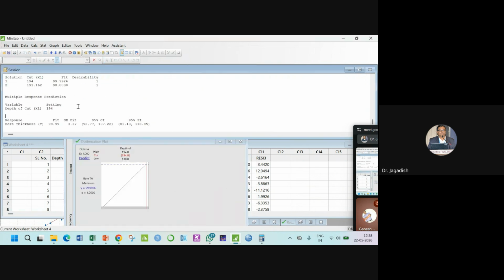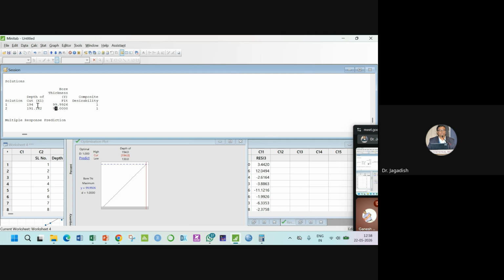Now you can see the results. Although I have given three solutions, it is only giving two solutions. That means for this model, only two solutions are available under the constraint of 130 depth of cut to 194 depth of cut. Now it is showing that if you keep depth of cut 194, then bore thickness will be 99.99999 and desirability value is 1. If you keep 191.162, you will get 98 point. These are the possible combinations where I can get the maximum bore thickness.